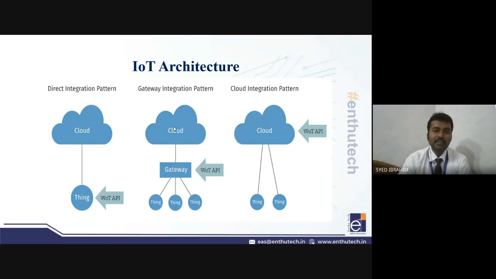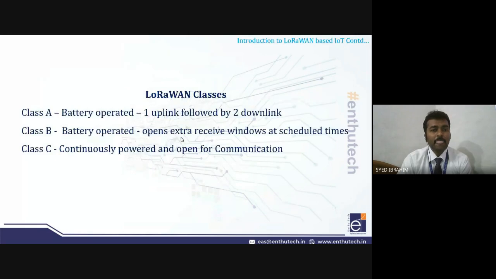Whereas downlink is if you want to control your application from the cloud with the pre-written commands, that is what downlink is. Here, class A allows only one uplink and two downlink at a time, whereas class B gives additional receive windows, which means receive windows for either uplink or downlink, both. It depends on the programming that we incorporate on the processor.